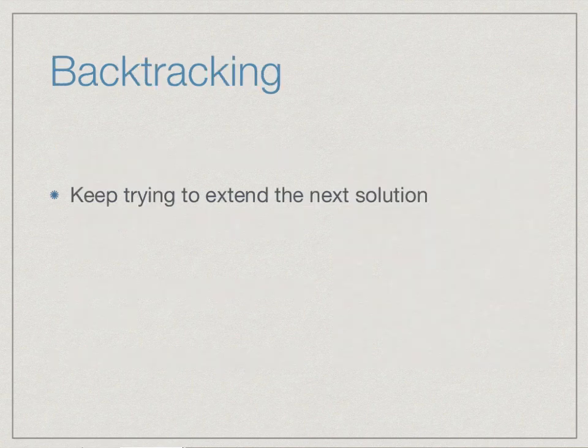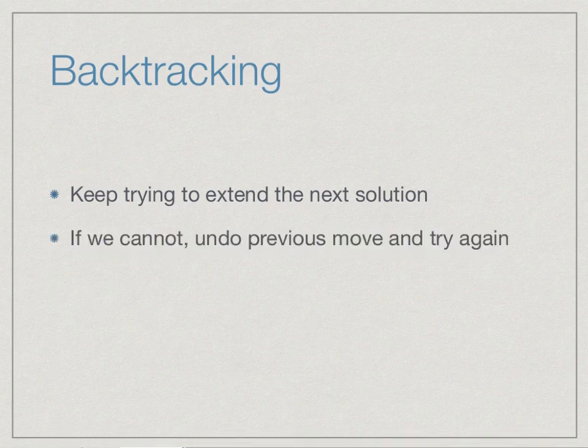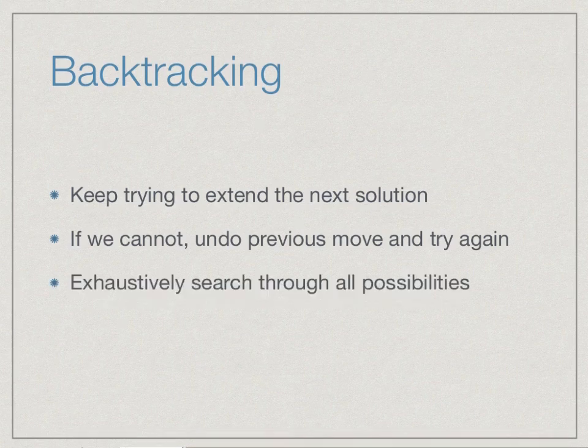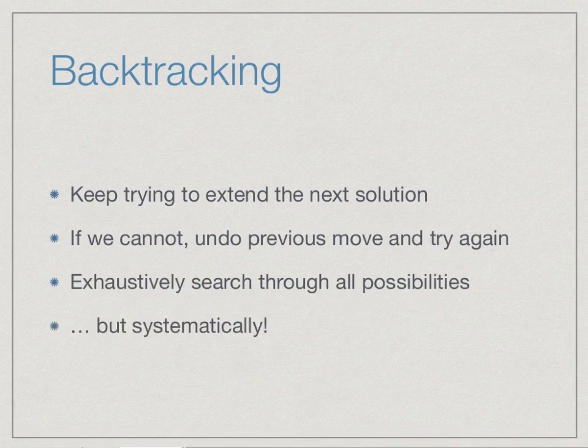So this is what backtracking is all about. We keep trying to extend the solution to the next step. If we cannot, we undo the previous move and try again. In this way, we exhaustively search through all the possible solutions, but we do it in a systematic way. We don't go back and randomly reshuffle some of the choices we made before. We go back precisely one step and undo the previous step.